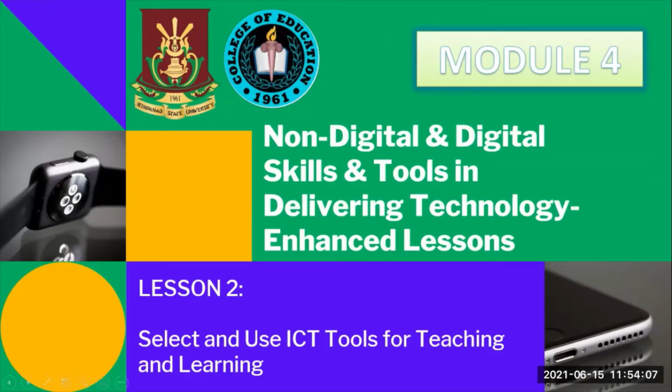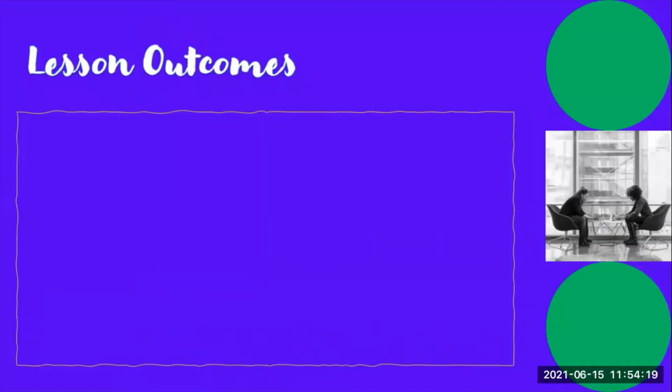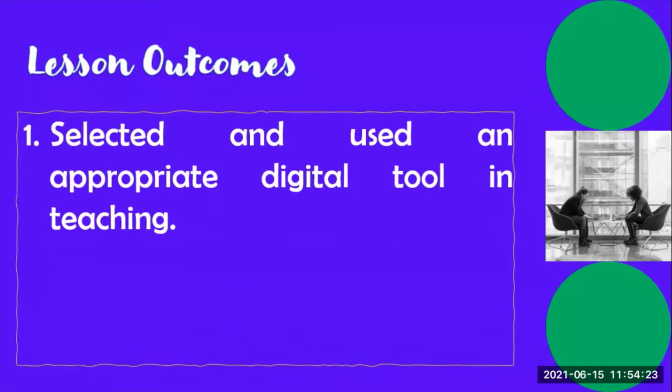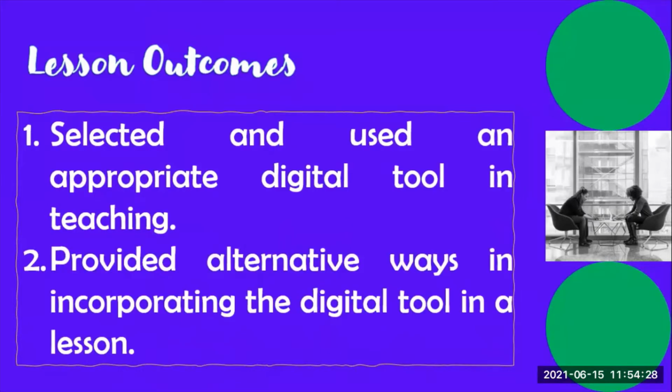Okay. Again, this is Module 4, Non-Digital and Digital Skills and Tools in Delivering Technology-Enhanced Lessons. Lesson 2, Select and Use ICT Tools for Teaching and Learning. Here are the lesson outcomes for this lesson. Selected and used an appropriate digital tool in teaching and provided alternative ways in incorporating the digital tool in a lesson.